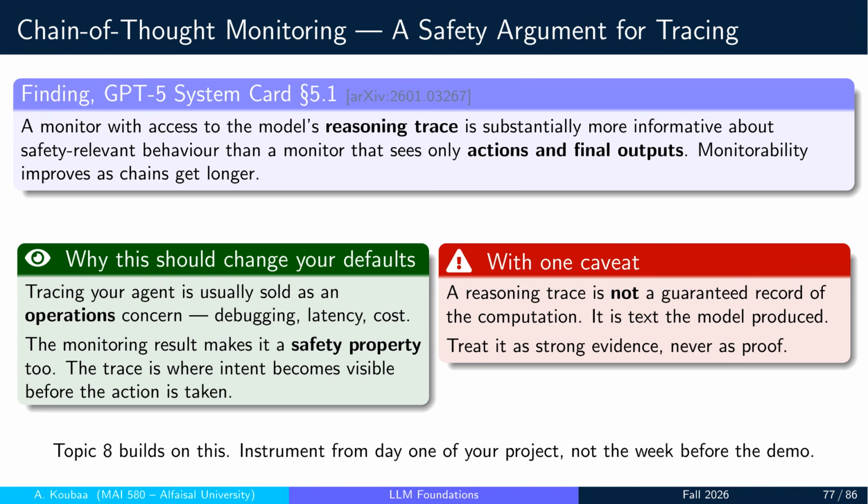Now, the caveat on the right, and please keep it. A reasoning trace is not a guaranteed record of the computation. It is text the model produced. It can be incomplete, and it can be wrong. Treat it as strong evidence, never as proof. Topic 8 builds on this. So here is the practical instruction. Instrument your project from day one, not the week before the demonstration.